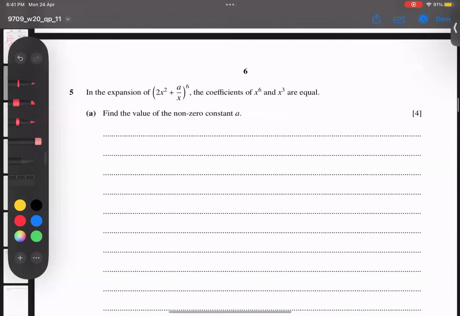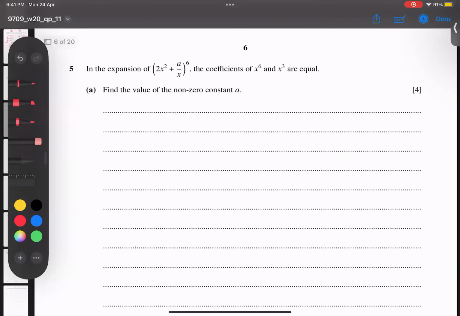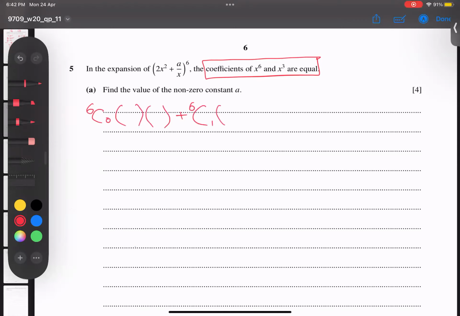So let's go for question number 5. Here, binomial expansion: he mentions the coefficient of x to the power 5, so 6 and 3 are equal. One technique is that we can reach directly, or I think we can expand it. So 6C0, 2 brackets, 6C1, 2 brackets, 6C2, 2 brackets.